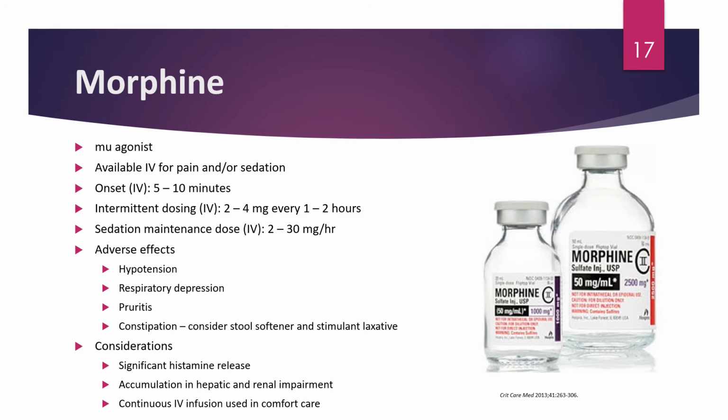So we have morphine as our first opioid, and opioids are mu agonists. They basically activate the mu receptor and relieve pain. And morphine is available IV for pain and/or sedation, and it obviously has its PO analogs as well. Our onset and intermittent dosing: 5 to 10 minutes for onset after you give the IV dose, and we typically can give 2 to 4 milligrams every 1 to 2 hours. Sedation maintenance doses are anywhere between 2 and 30 milligrams per hour, but that dose can actually be exceeded above 30 milligrams per hour, particularly for patients who are going into comfort care.